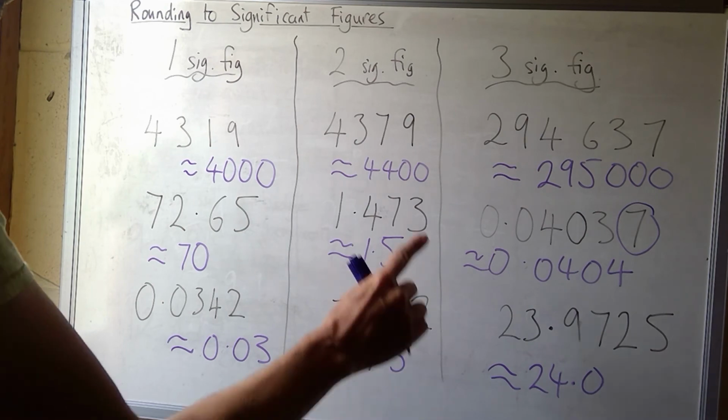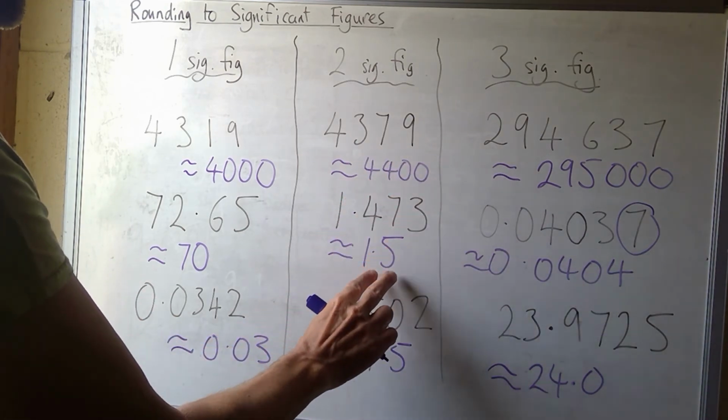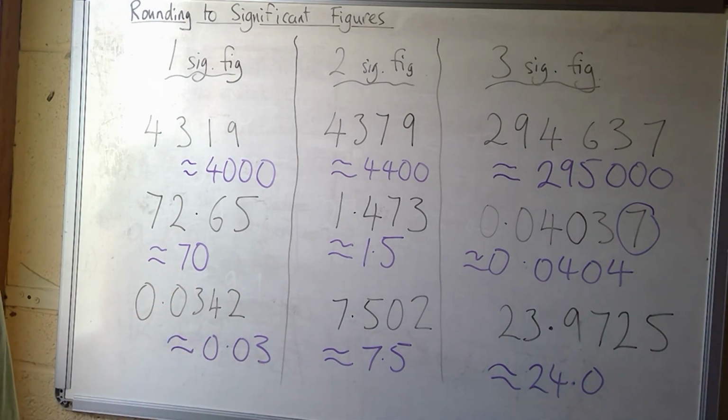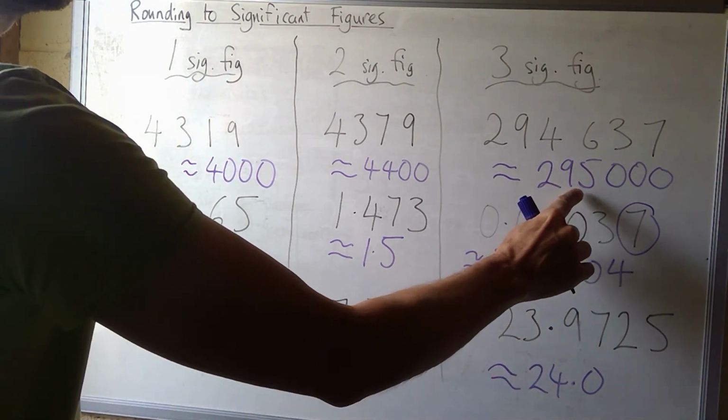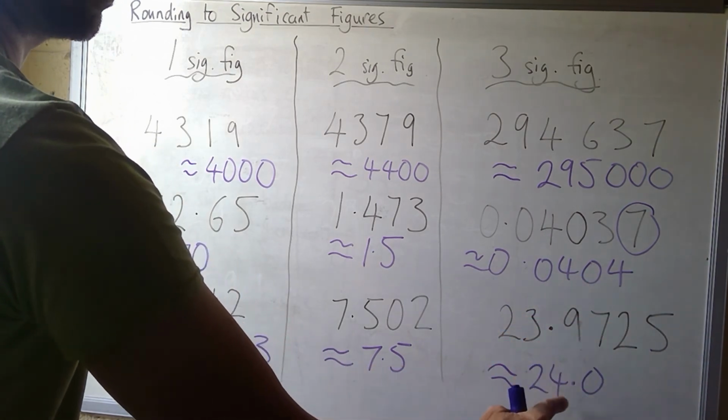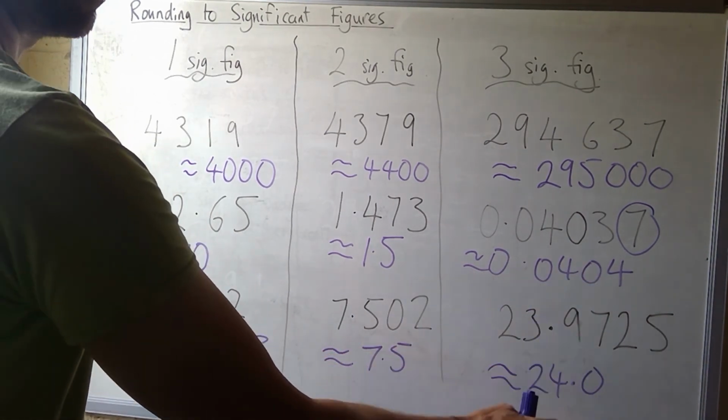Like I said before, two significant figures, there were 2 digits. One significant figure, only 1 digit. Three significant figures, there'll be 3 digits, but one of them could be 0 trapped between or at the end, like these two examples here.